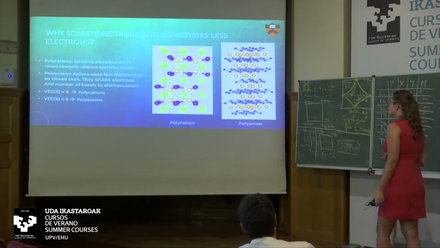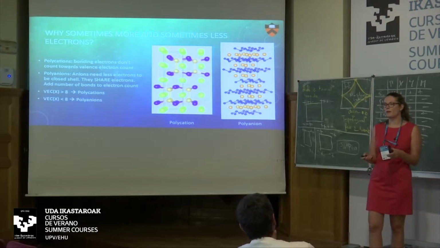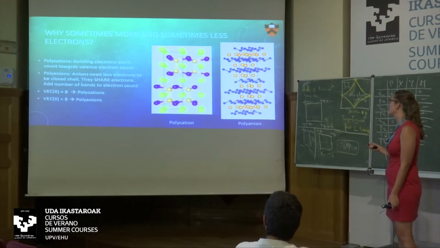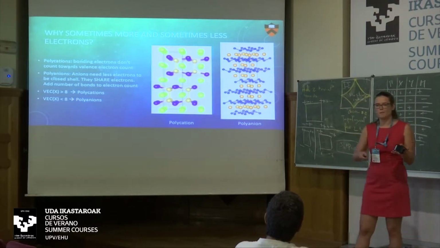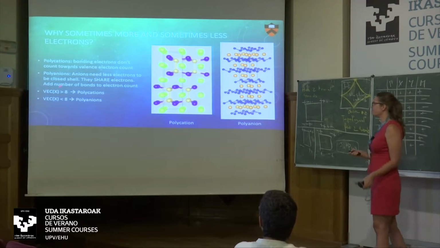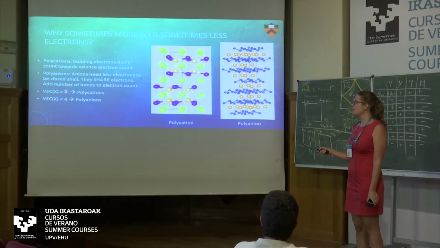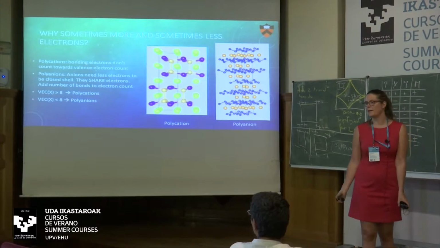And so I just gave you 2 examples. One was a polar cation, where I want to get rid of electrons. I have more than the count gives. And the other one was a polar anion, your silicon network, where I need to add some electrons to make the count match. And so there's a simple rule. If your valence electron concentration is greater than 8 or 18, you have a polar cation. And if it's smaller, you have a polar anion.